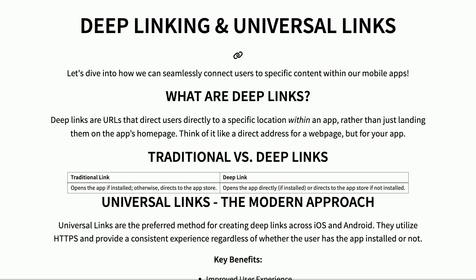Now, traditionally, if you clicked on a link to an app, it would just open the app if it was already installed. If not, it'd send you to the App Store. Deep links are smarter. They open the app directly if it's there, otherwise they take you to the App Store. And when we're talking about iOS and Android, universal links are the way to go. They use HTTPS for security and provide a really consistent experience no matter if the user has your app or not, making things much smoother for them and boosting visibility in the App Store.